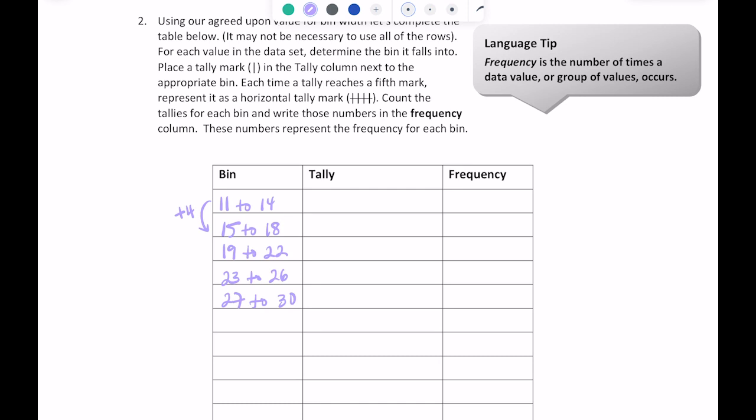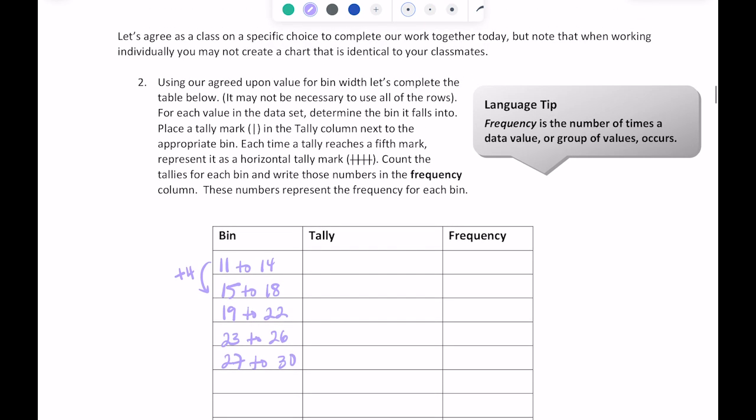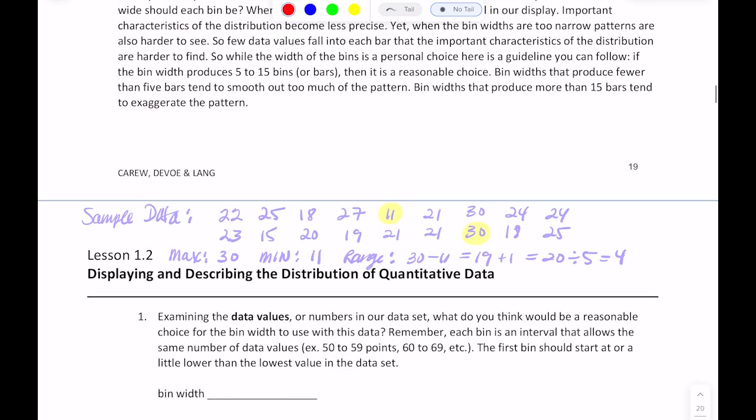Okay, now I'm going to count. Tally means to count, and we use tally marks. Tally marks are these vertical bars which represent 1. When you have a group of them with a slash through it, that usually represents 5. So it's easy to count the tallies. So what I would go through is, how many data points do I have that go from 11 to 14?